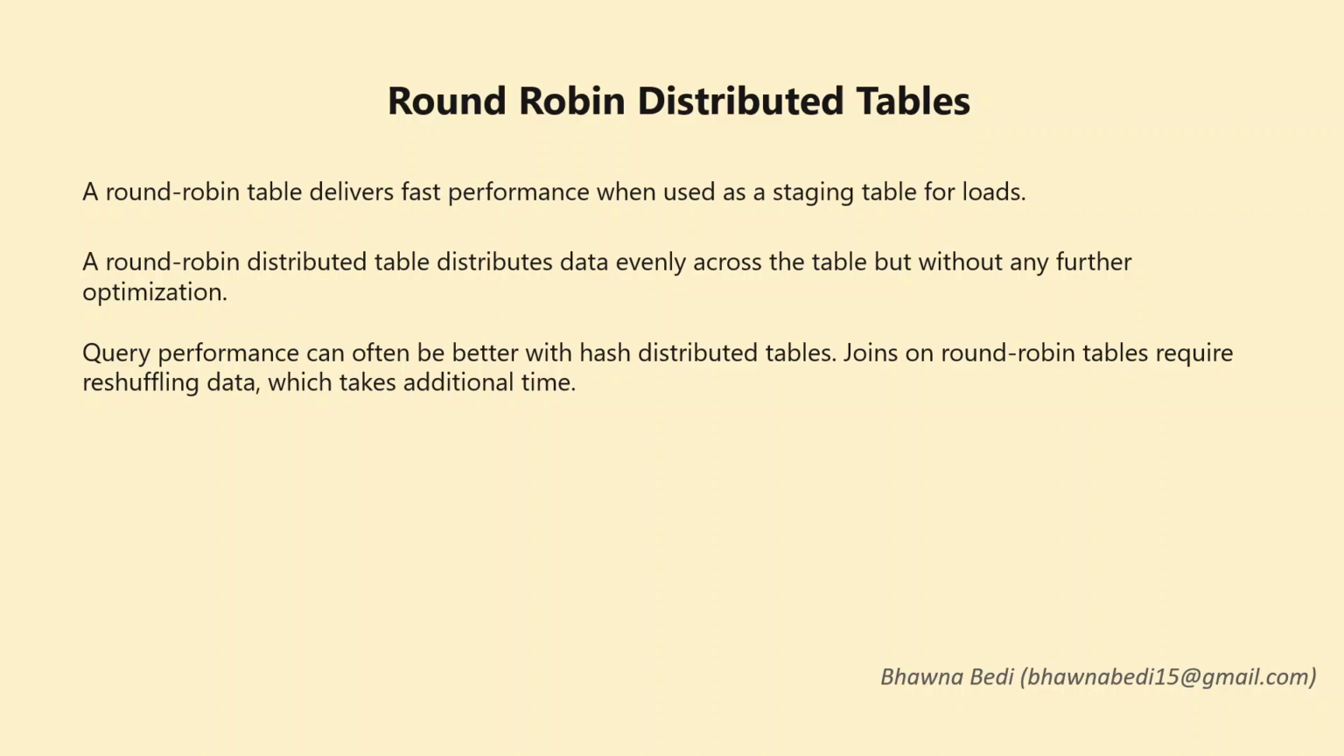Round robin distribution basically distributes your data randomly across all distributions. So there is no particular way in which your data is distributed, and typically it might end up that your data is skewed. You have lots of data in one distribution than the other. But it is a very good use case when you are trying to load a staging table. When you are trying to load the data, round robin is very fast.